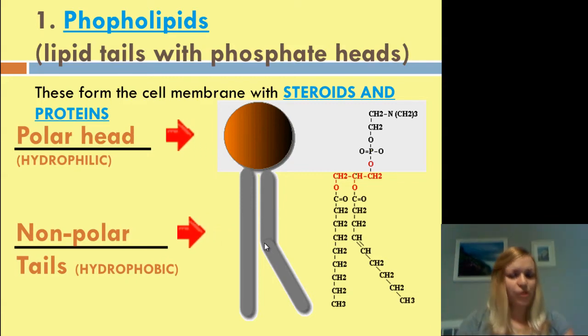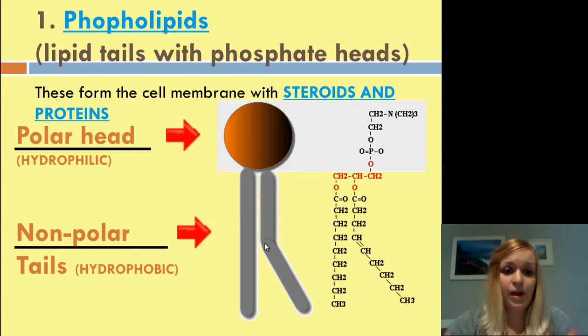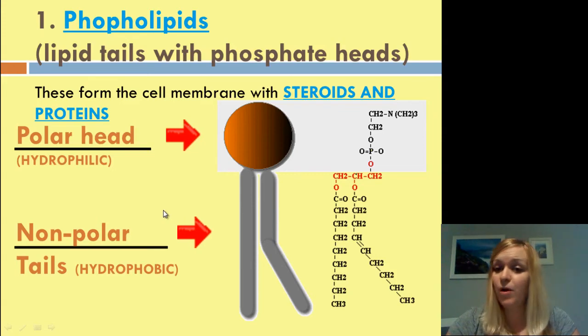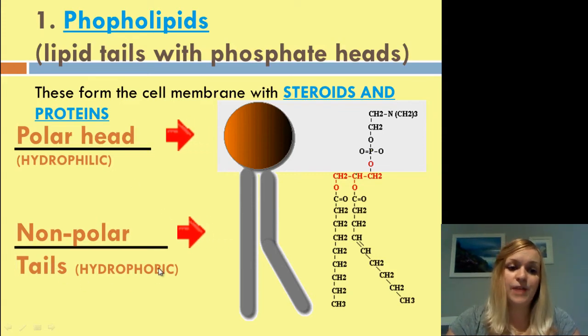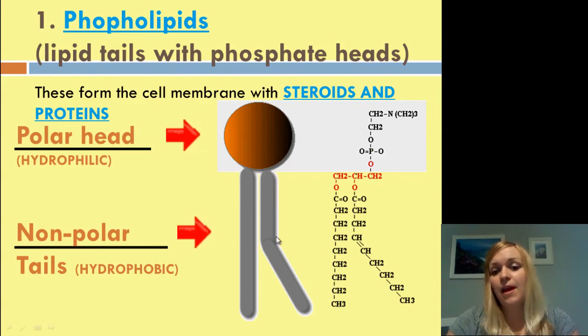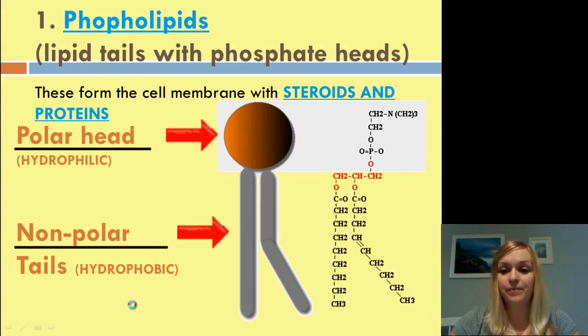Now, here's some terms that you guys should have learned from the properties of water. The hydrophilic head, the phosphate head, is hydrophilic. That means it loves water. The non-polar tails are hydrophobic. That means they don't like water. So remember, lipids are our fats, and fats or oils often repel water, so that's why they're considered hydrophobic.